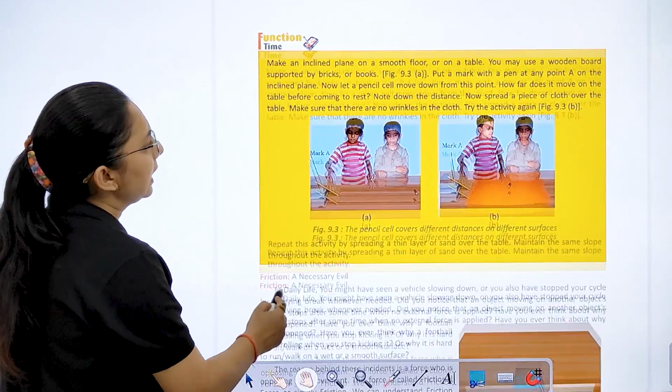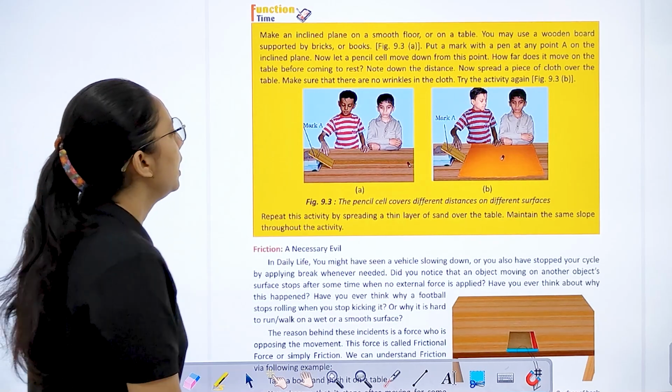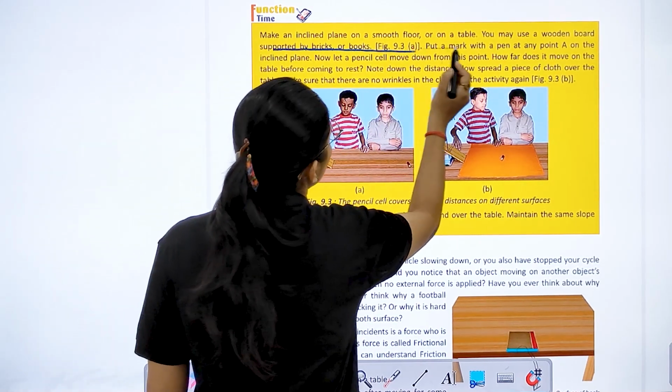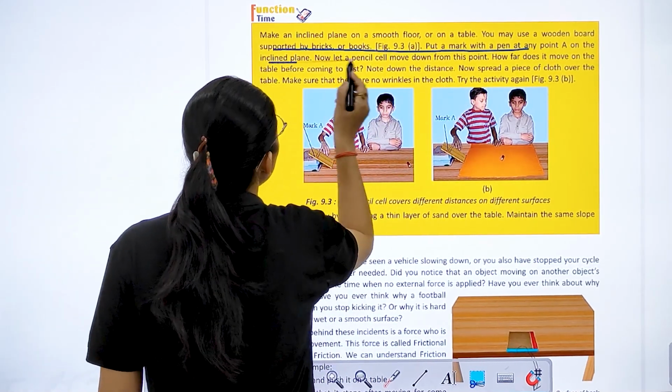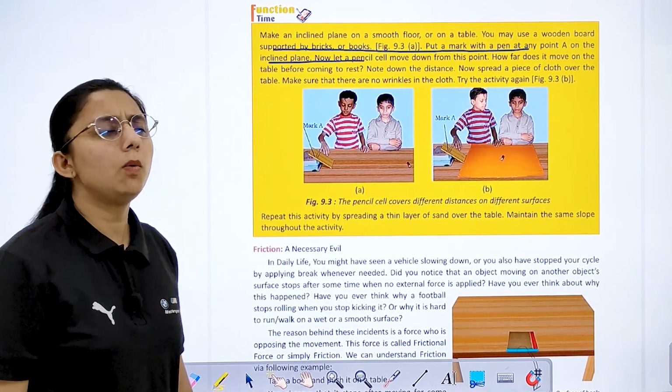Right? Now make an inclined plane on a smooth floor, using a wooden board supported by bricks or books. Put a mark with a pen at point A on the inclined plane. Now a pencil moves down from the top. Now what will you do?